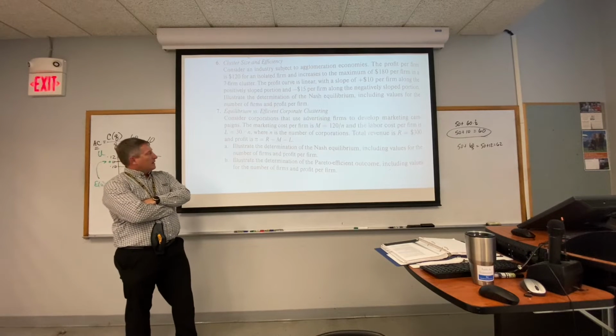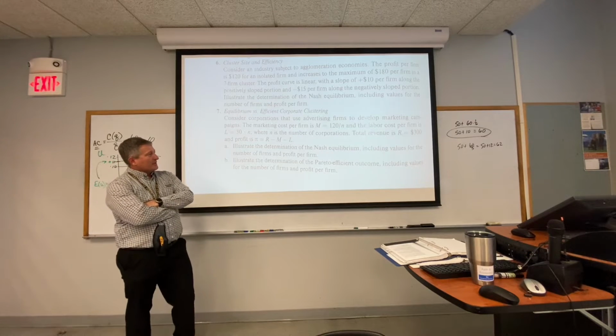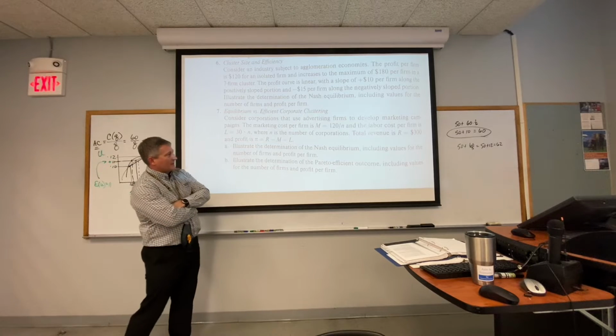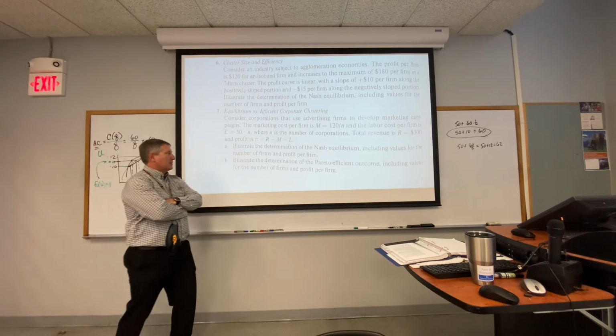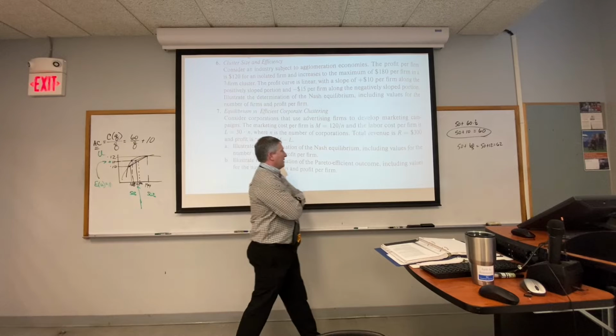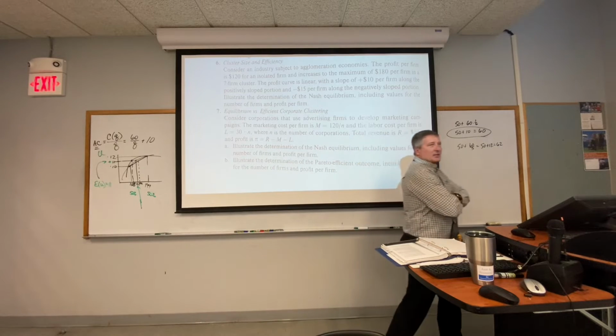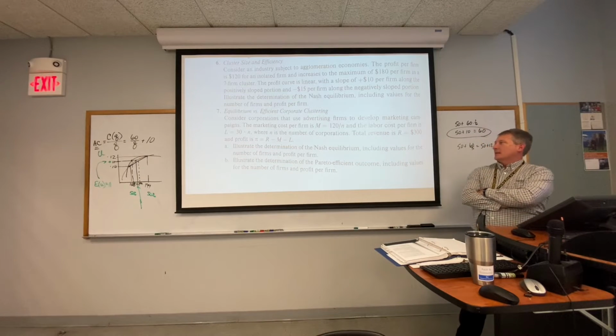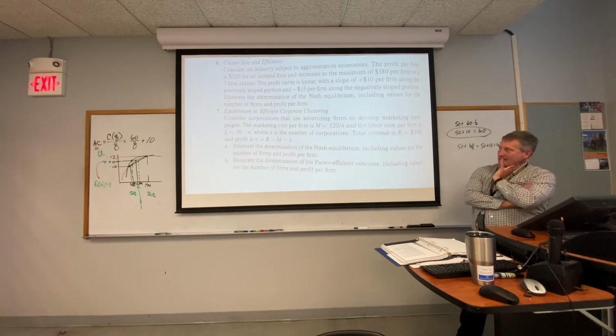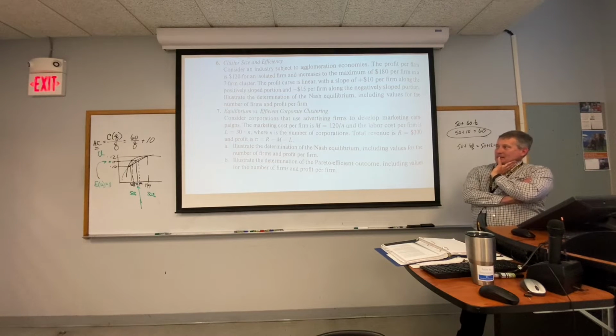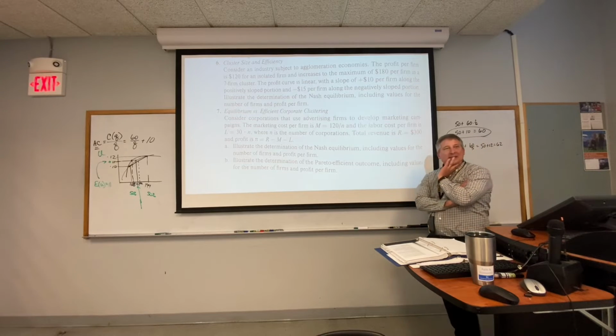Right. So B, illustrate the determination of the Pareto efficient outcome, including values for the number of firms and profit per firm. So what did the answer key have for that? 2 firms, 180. 2 firms, 180. Okay. And where did that come from? What did you guys do for that one?